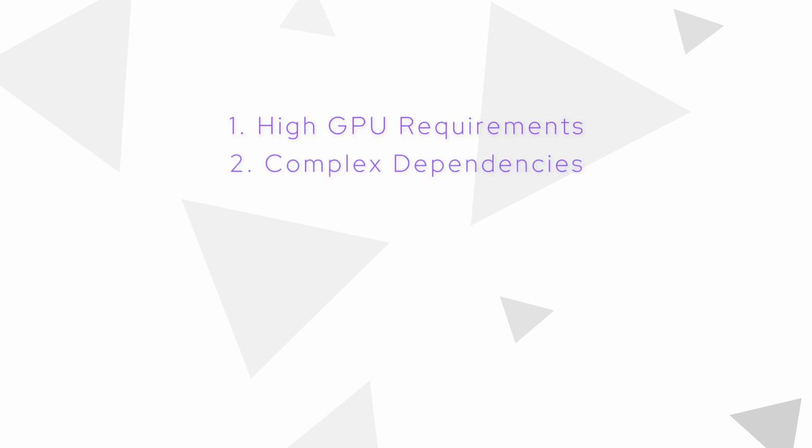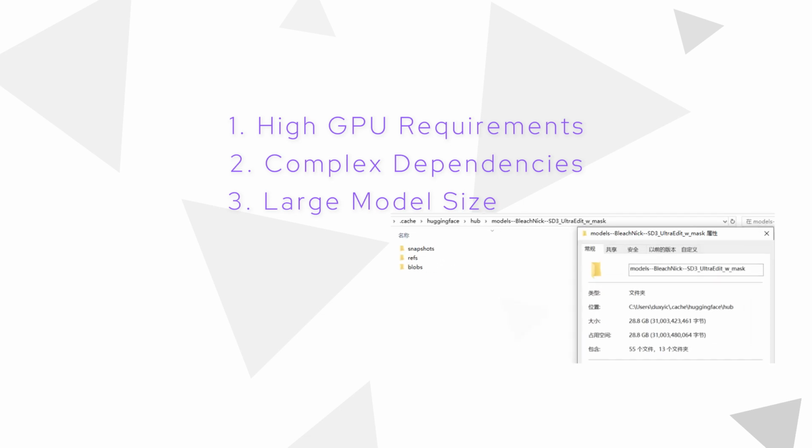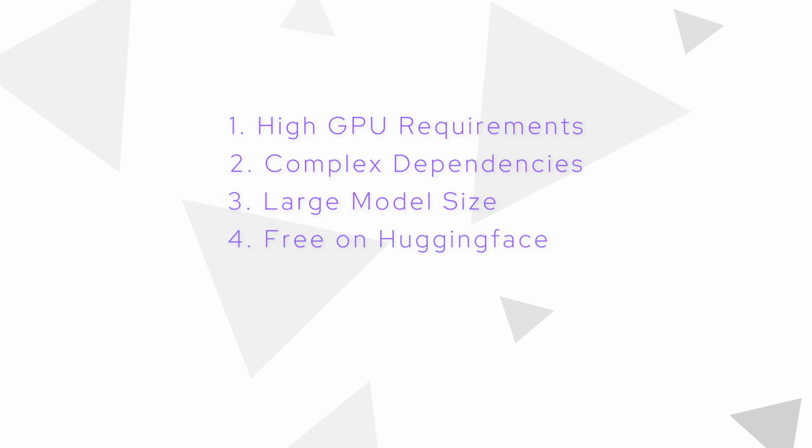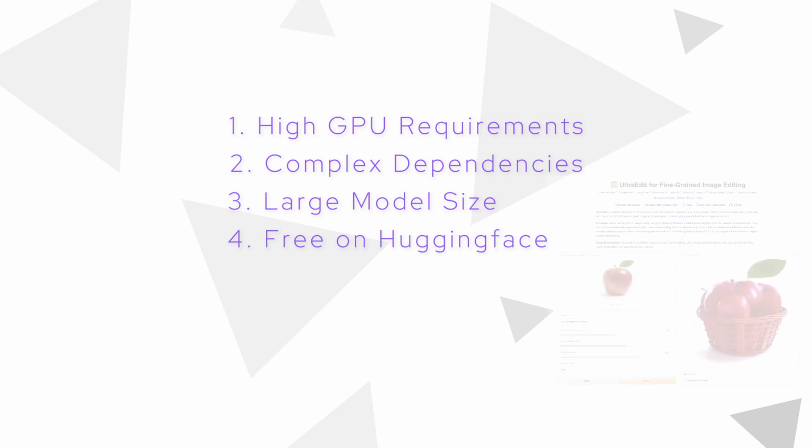2. Complex dependencies. You need to uninstall your current diffusers and install a specific development version, 0.30.0.dev0, of diffusers, which can easily disrupt your environment. 3. Large model size. The model is huge, incorporating both image editing and semantic understanding modules, totaling 28.8 gigabytes. 4. Free on Hugging Face. You can use it for free on Hugging Face's website, saving yourself a lot of hassle.